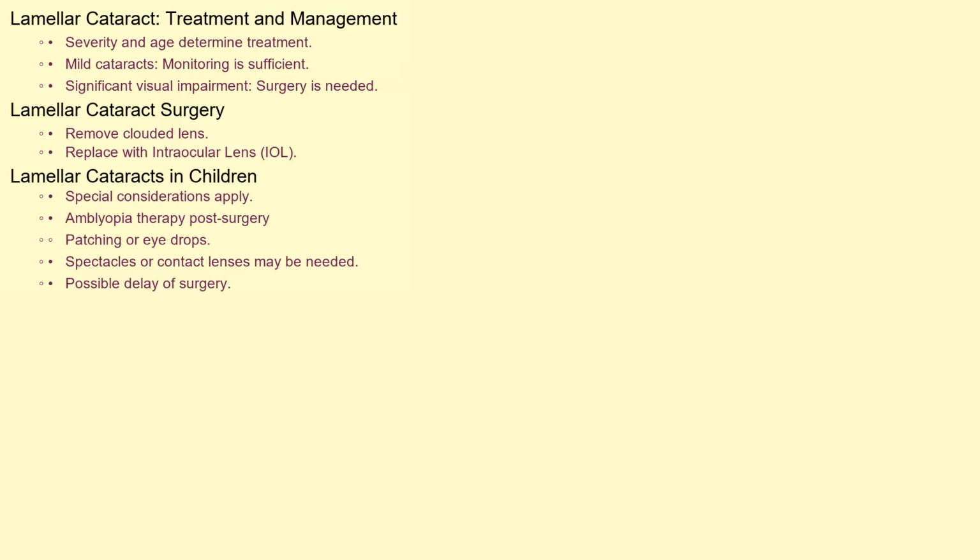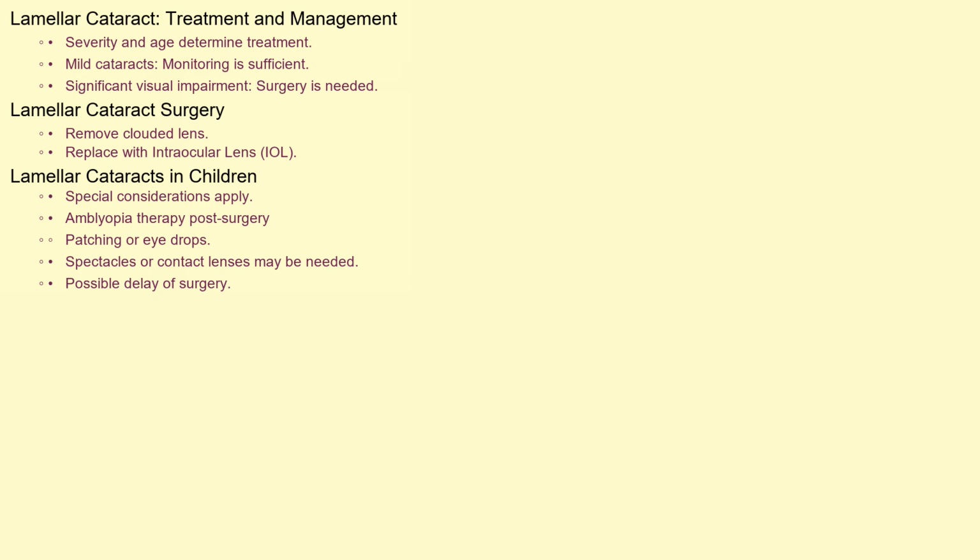Treatment and management of lamellar cataracts depend on the severity of the visual impairment and the patient's age. For mild cataracts that don't significantly affect vision, regular monitoring may be sufficient. If the cataract is causing significant visual problems, surgery is typically recommended. Cataract surgery involves removing the clouded lens and replacing it with an artificial intraocular lens (IOL).